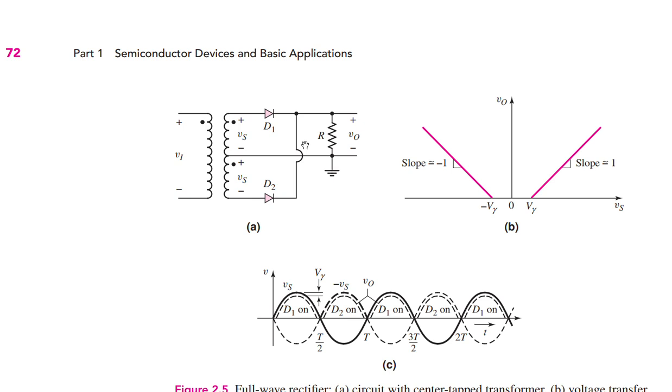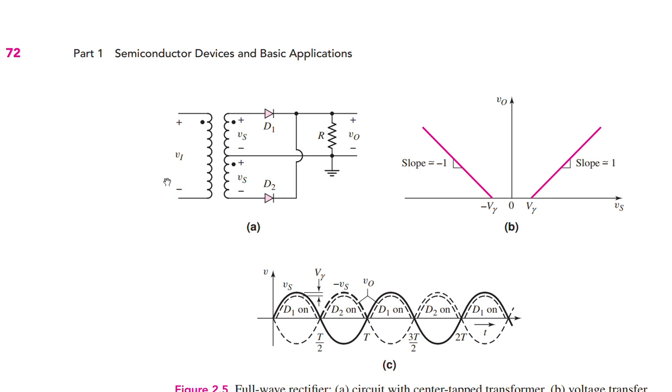So if we now calculate the difference of the two voltages, this side is at Vp minus V gamma and this side is at minus Vp. Therefore, the difference will be Vp minus V gamma minus (minus Vp). So the peak inverse voltage for this topology will be 2 times Vp minus V gamma.